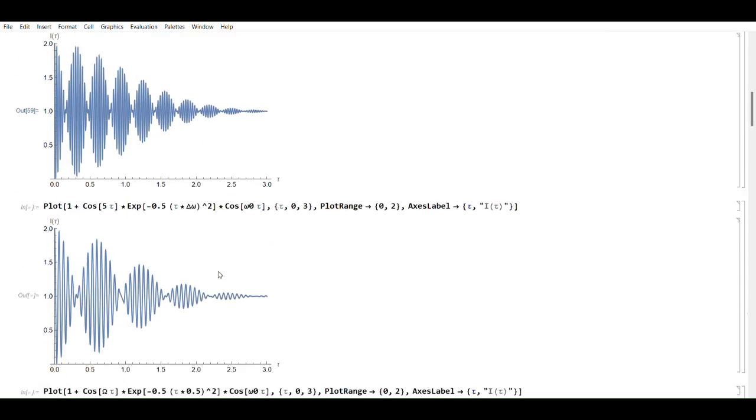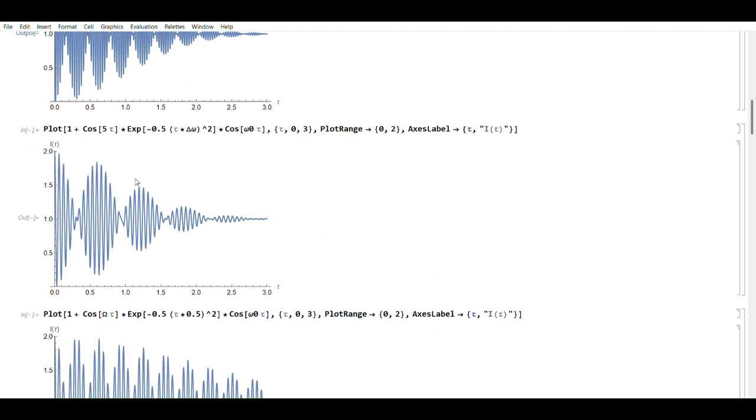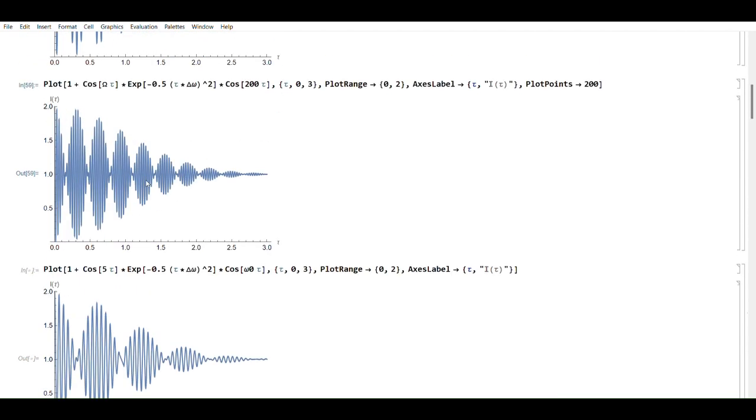Similarly, these broader peaks that you can see from my cursor are due to cosine omega t, and those also remain the same, but the internal fluctuations between each of these broader peaks change as a result of the change in omega naught. Now let us try some more changes.